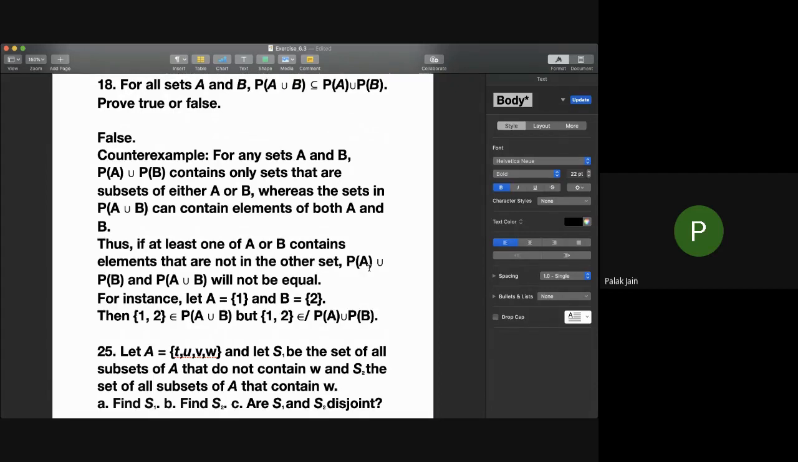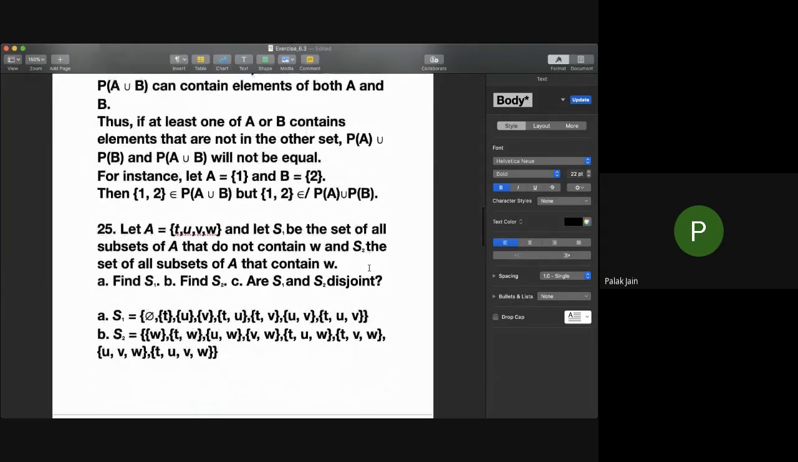If A contains 1 and B contains 2, the set {1, 2} belongs to the power set of A union B, but the set {1, 2} does not belong to the power set of A union the power set of B. So we can say that this is false.